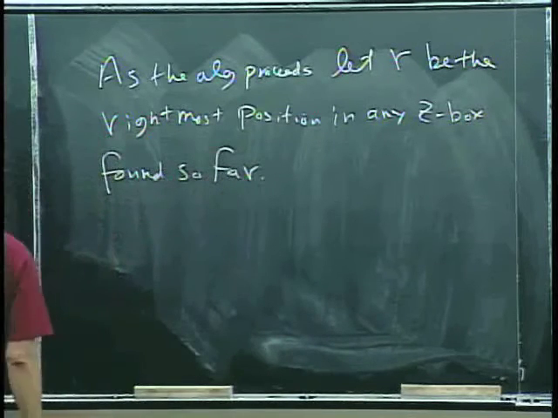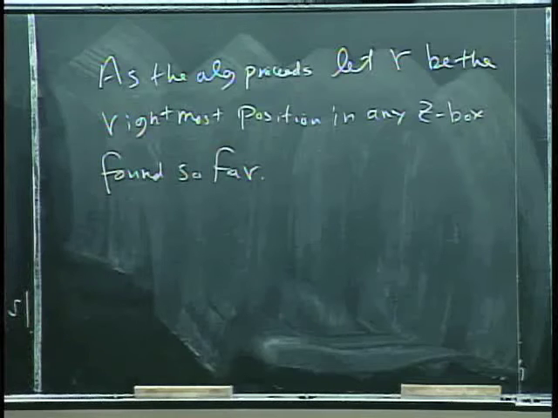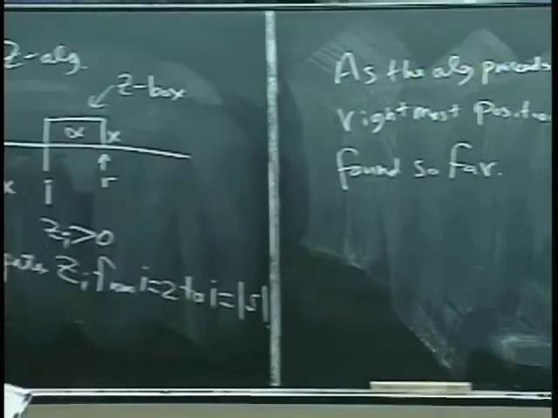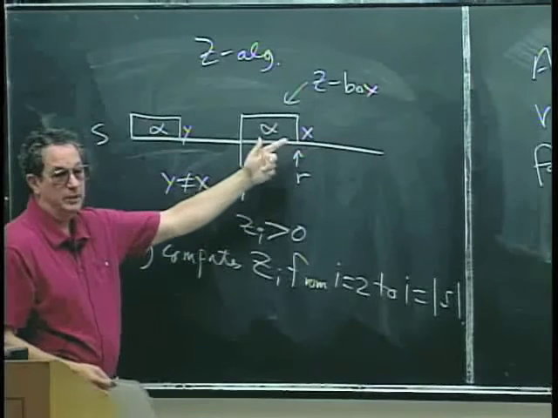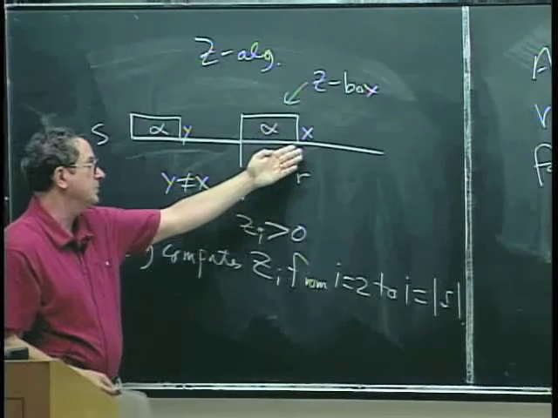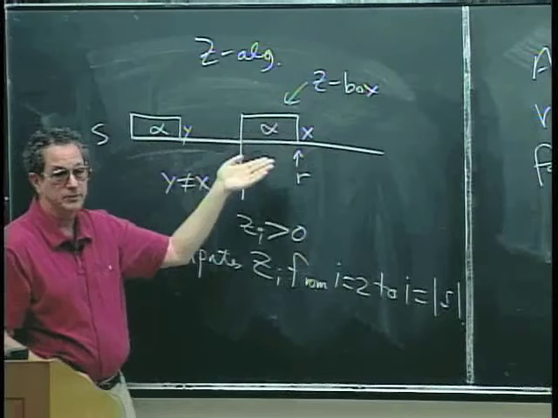So the algorithm is proceeding. Let's say we're up to this point. If this is the picture of all the Z boxes that have been found so far, this is R. It's the rightmost position that's in any of the Z boxes that we found so far.